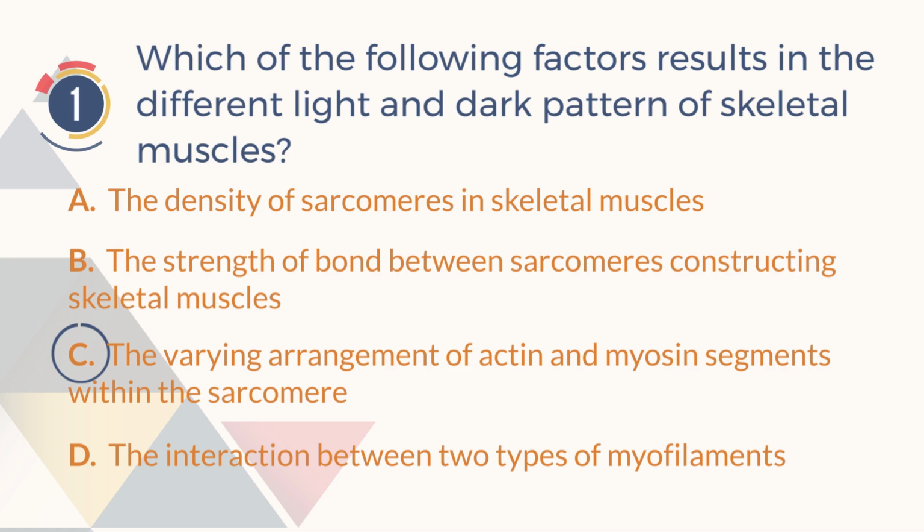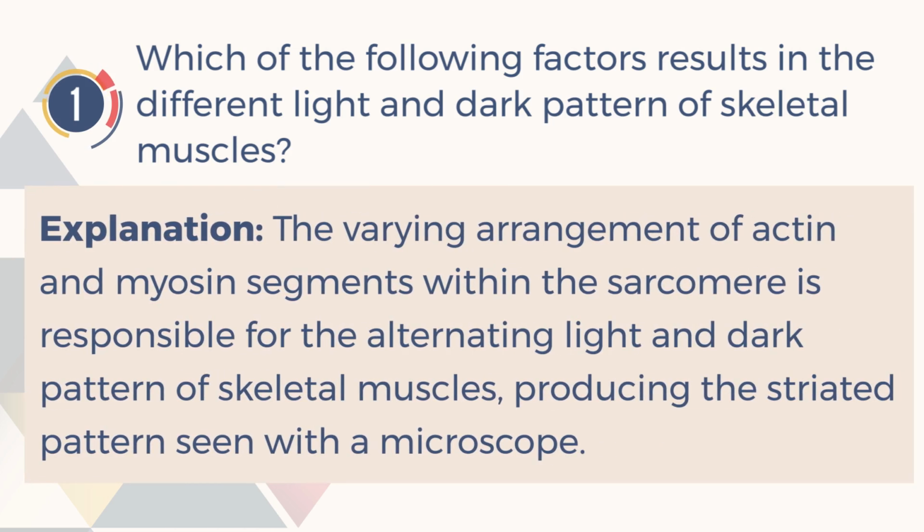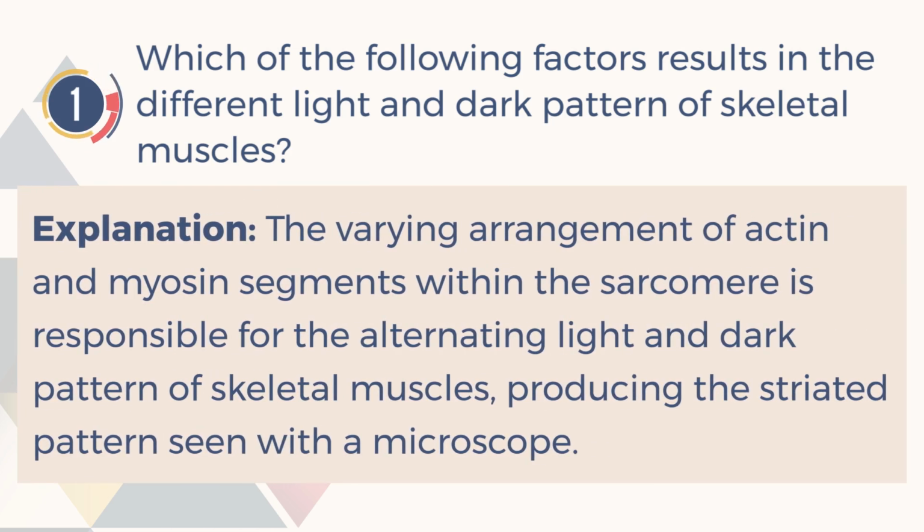The answer is C. The varying arrangement of actin and myosin segments within the sarcomere. Explanation. The varying arrangement of actin and myosin segments within the sarcomere is responsible for the alternating light and dark pattern of skeletal muscles, producing the striated pattern seen with a microscope.